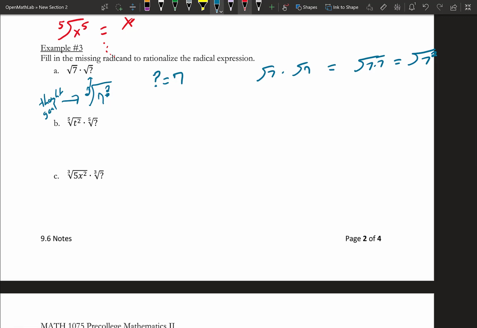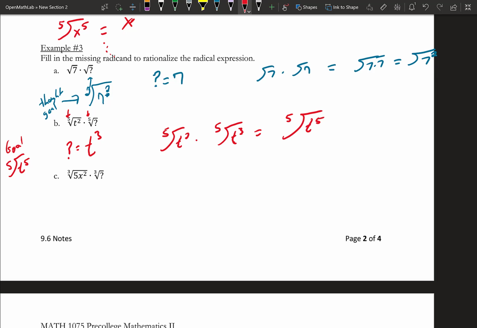So in part B, notice the index is 5, right? So I have a t squared in here and then a question mark. My goal is to get the 5th root of t to the 5th power, right? So what would I have to multiply by t squared to get t to the 5th? I would need t cubed, right? So the question mark is equal to t cubed. Because if I have the 5th root of t squared times the 5th root of t cubed, that will give me the 5th root of t to the 5th, right?